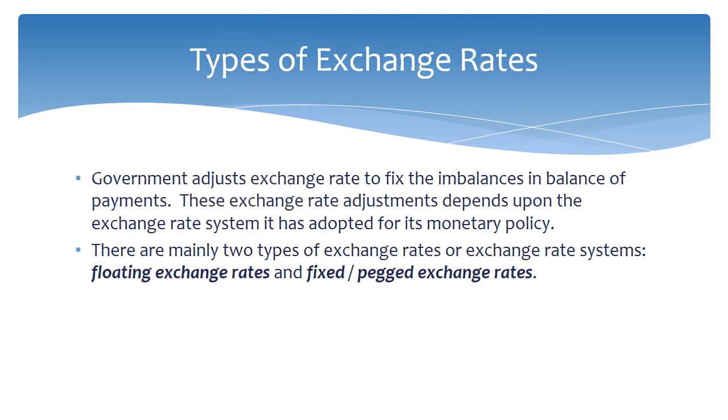Types of exchange rates. Government adjusts exchange rate to fix the imbalances in balance of payments. These exchange rate adjustments depend upon the exchange rate system it has adopted for its monetary policy. There are mainly two types of exchange rates or exchange rate systems: floating exchange rates and fixed, pegged exchange rates.